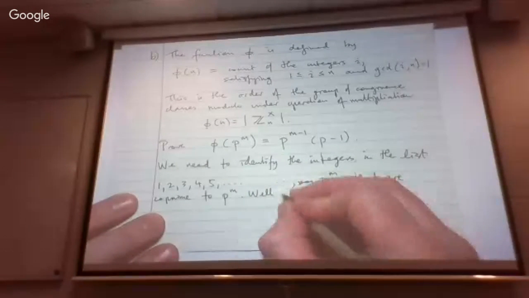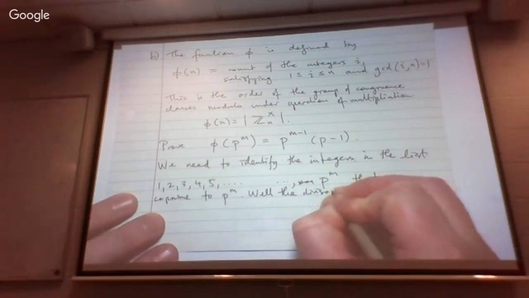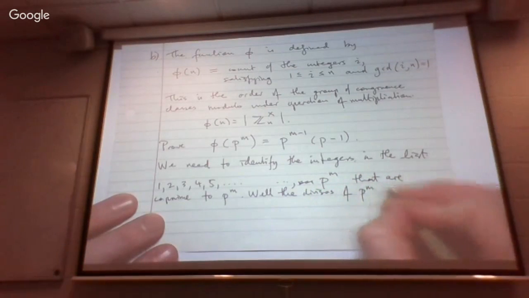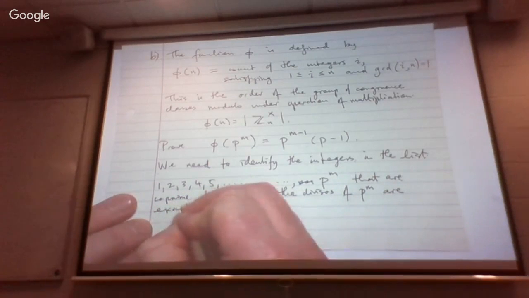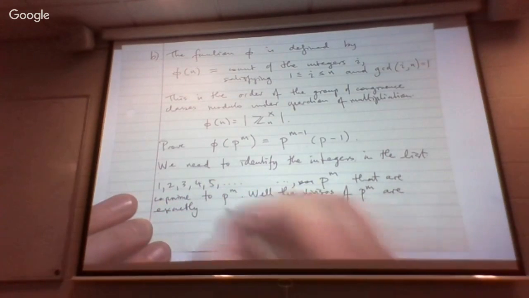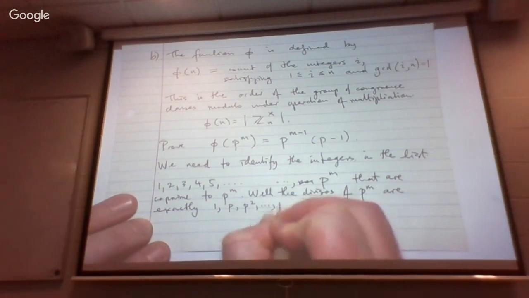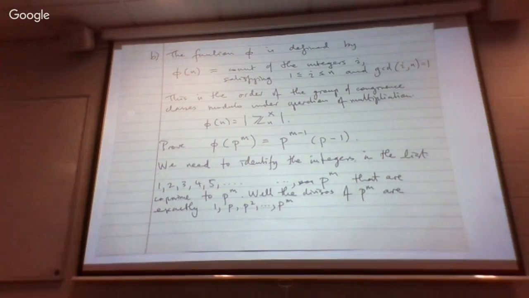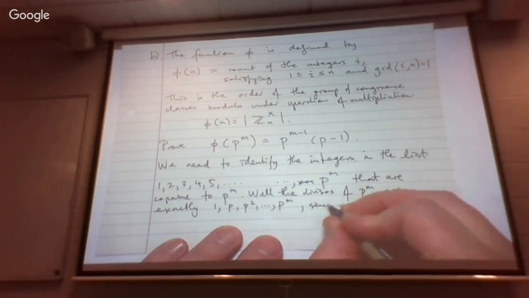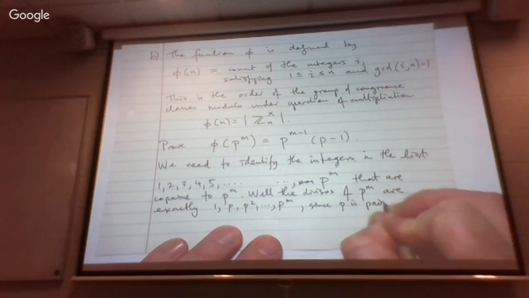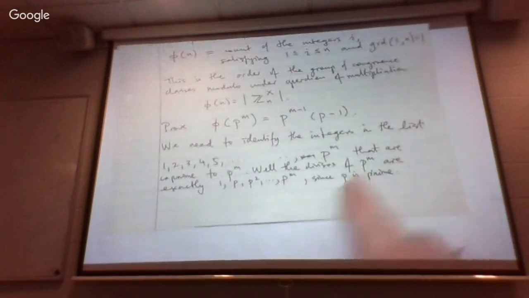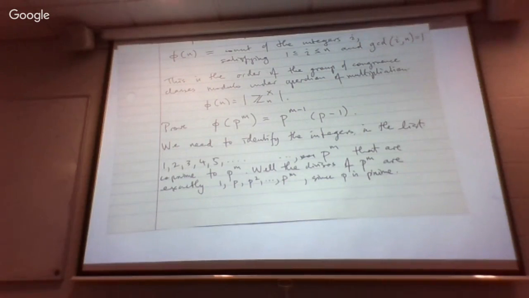So we can say the divisors of p to the m are exactly, well, what possible divisors does p to the m have? It only has 1, p, p squared, etc., up as far as p to the m, since p is prime. So the only possible factors that you can see in a power of a prime number are just the various smaller powers, everything from 1 up to p to the m.